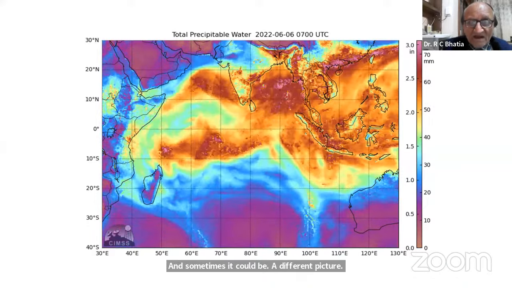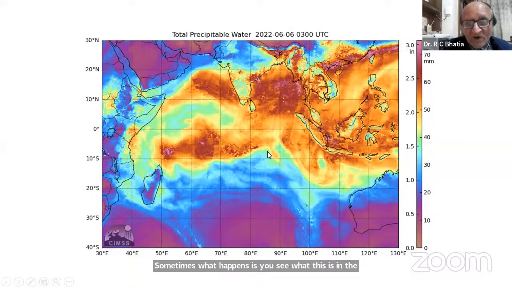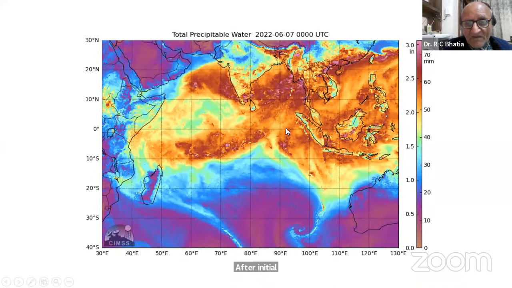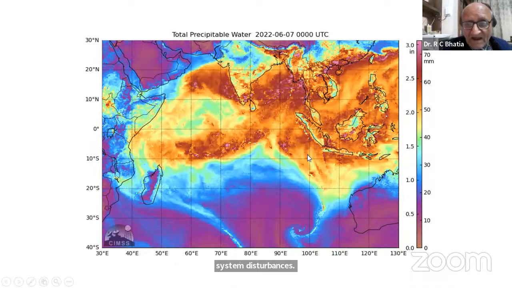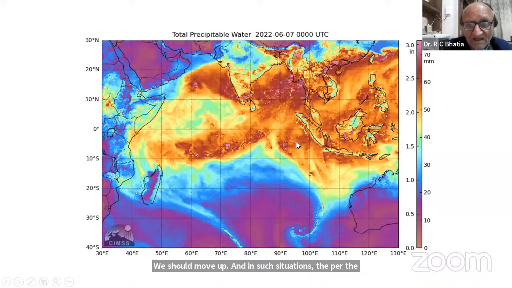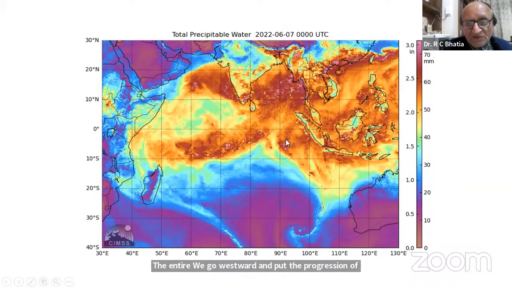And what is important is, after the initial onset has started, sometimes what happens is you see vortices in the southern hemisphere, a vortex forms or even a cyclone forms after initial onset over the Bay of Bengal. And also a bit far, if you go to the east, there are sometimes cyclonic disturbances which move up. In such situations, imagine if there's a cyclone here, the entire moisture will go westward and further progression of the monsoon current will be hampered for some time. Of course, once the cyclone moves westward, I am describing this because this year it happened this way.